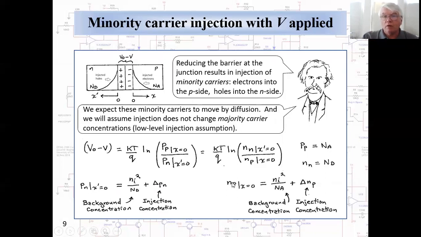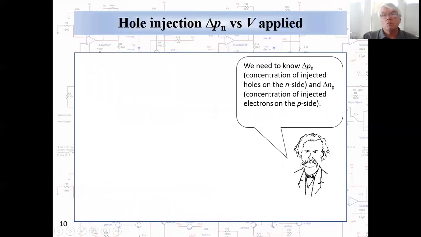Similarly, we can describe the minority carrier electron concentration at x equals 0 as the background concentration, n_i squared over N_A, plus an injection concentration, delta N_P. We need to know both delta P_N, the concentration of injected holes on the N side, and delta N_P, the concentration of injected electrons on the P side, in order to find the junction currents. We'll see how that works. But let's start with finding delta P_N.